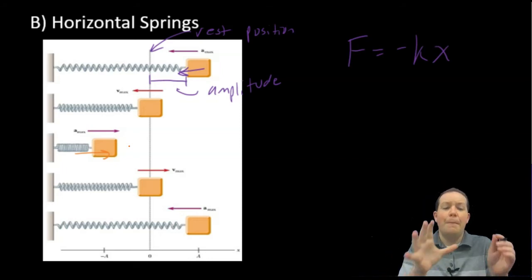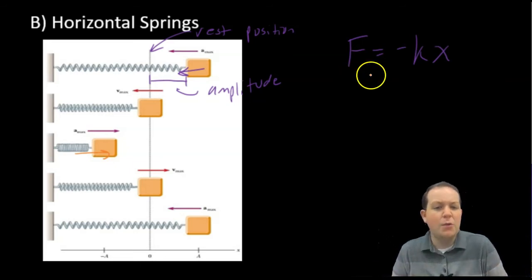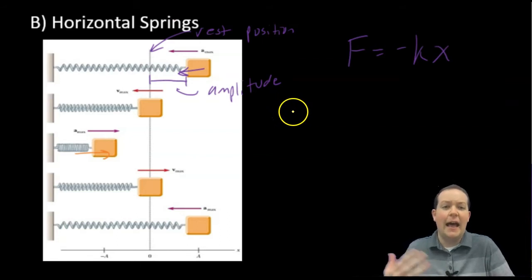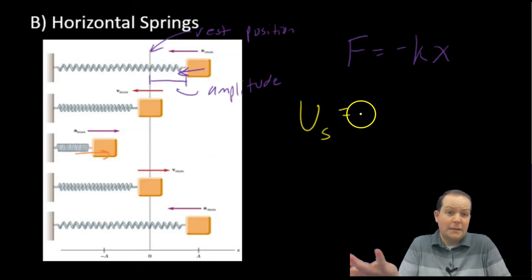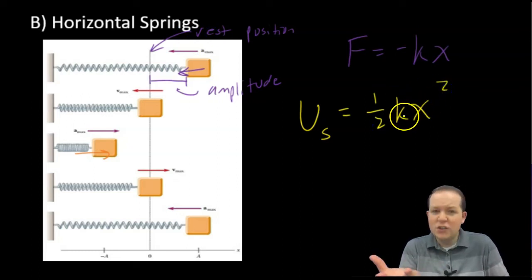So what's causing masses on springs to move back and forth, back and forth? Well, it's the spring force, one that we already learned. Also, remember, even if you're dealing with a problem that's having to do with simple harmonic motion, you can still use, depending on the problem, that spring potential energy. Don't forget about that one, 1/2 kx squared. So that could still be applied.